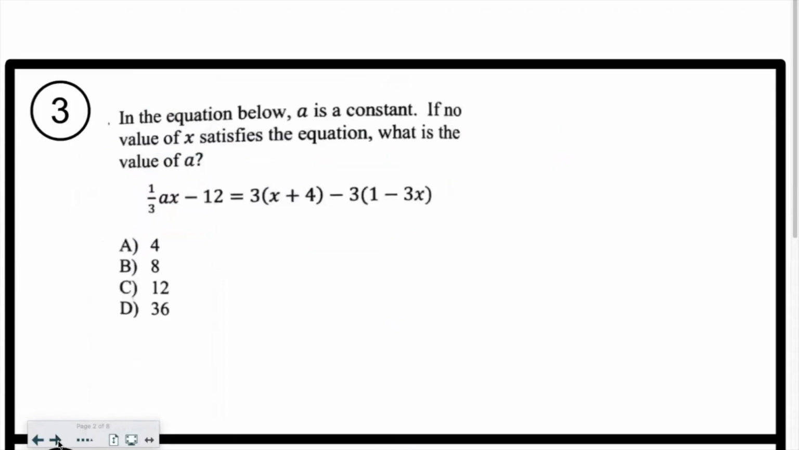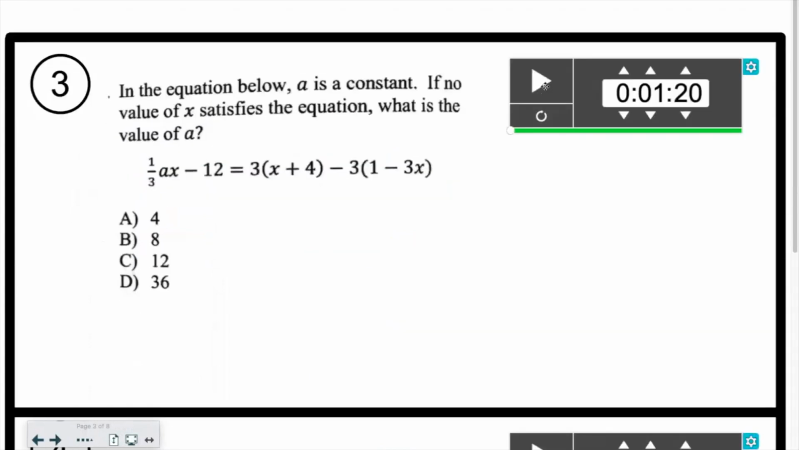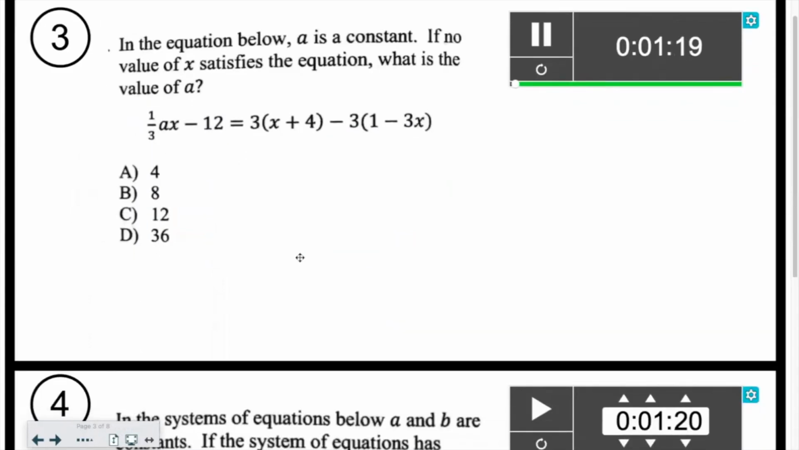Okay, let's try number three. Most of tonight's theme is going to be solutions to different things. So try three.